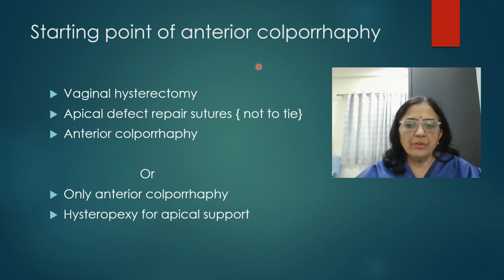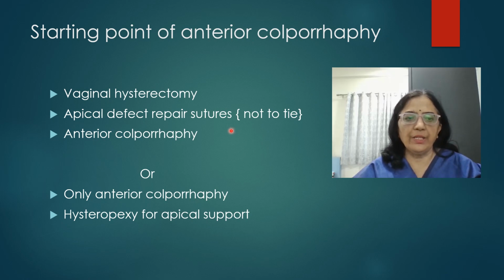Now, whenever we do vaginal hysterectomy, which is the common approach for pelvic organ prolapse surgery, first we do the vaginal hysterectomy, then the next step is we do the procedure for the repair of the apical defect. Various procedures for the apical defect we have seen already in the last class, where the sutures are taken but not tied. Then we do anterior and posterior compartment defect repair, and at the end only we tie these apical defect repair sutures so that the vagina is lifted up with that.